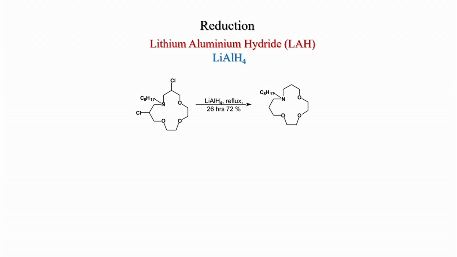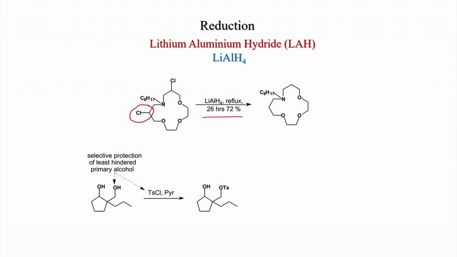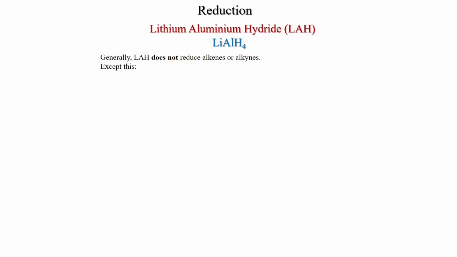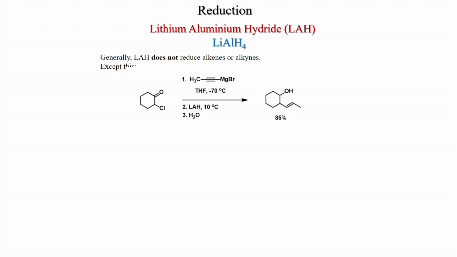Reduction: if you have a cage compound like this, then this chlorine can be removed with lithium aluminum hydride under reflux condition. Also, if you have a diol, you can do selective protection of the primary alcohol as the tosyl derivative, and then lithium aluminum hydride reduction can remove this O-tosyl group, so that the alkyl group is generated here. Generally, LAH does not reduce alkenes or alkynes, but we have seen that activated alkenes get reduced.